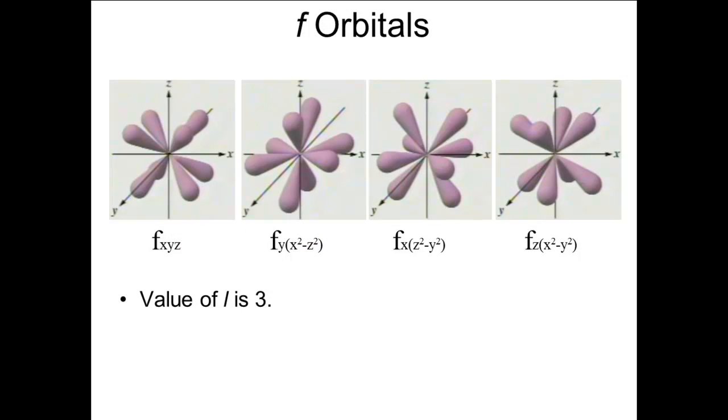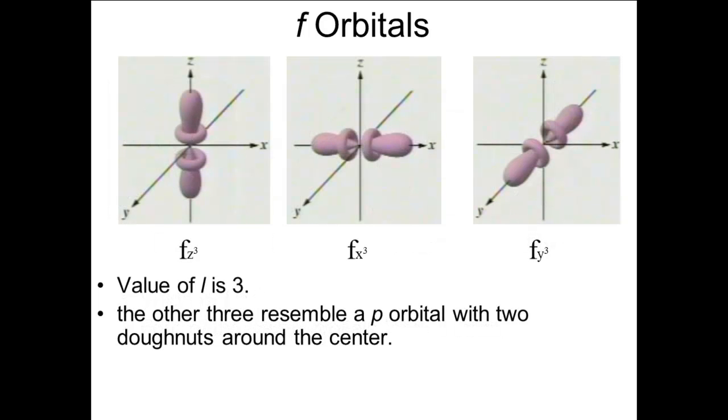There are 2 styles of f-type orbitals. 4 of the f-type orbitals have 8 lobes with 3 nodal planes. The other 3 f-type orbitals look like a p orbital with 2 donuts. These have 2 cones and a plane for their angular nodes.